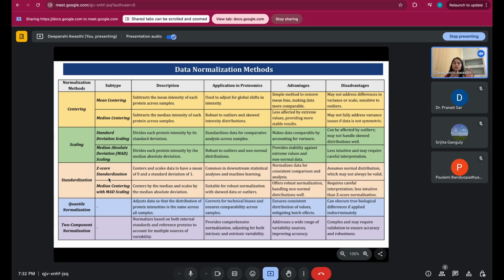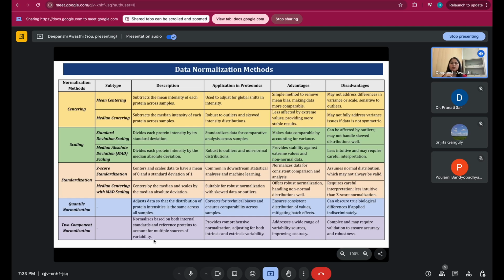That is the whole purpose of normalization, so that you can compare among different samples which vary in their scales. And then median centering with MAD scaling, which also centers by the median and then performs median absolute deviation scaling. Then comes quantile normalization and two component normalization. Quantile normalization adjusts the data so that the distribution of protein intensities is the same across all the samples. And two component normalization normalizes based on both internal standards and reference proteins to account for multiple sources of variability. We'll look into the details of quantile and two component normalization in the later slides.